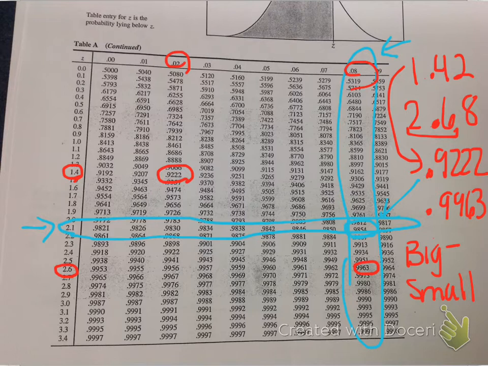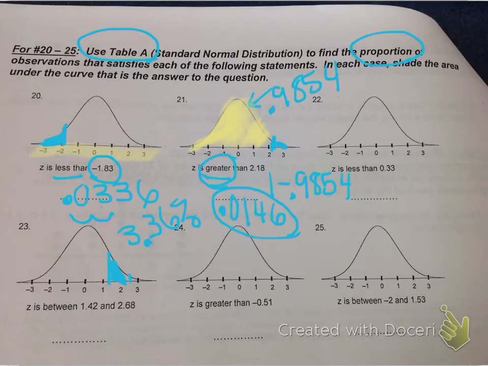So I'm going to take 0.9963 minus 0.9222, and I get 0.0741. When you look at this now for between, right here, this proportion represents 0.0741, 7.41% as a percentile. So what were the steps here?